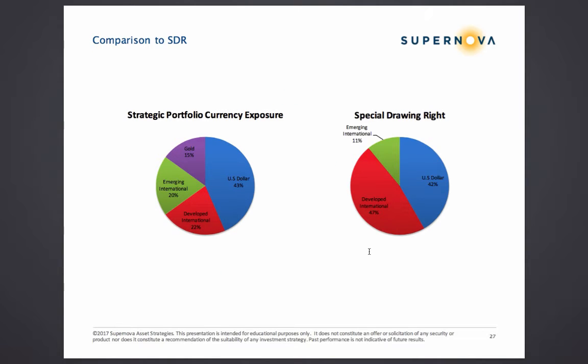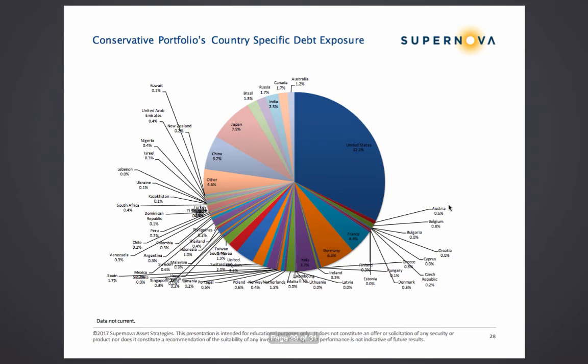As an aside, we compare this to the SDR. This is the IMF's special drawing right. Many people say this is the currency of the future. What's interesting is when you look at the US dollar exposure of our portfolio compared to the SDR, it is very similar. Rolling everything together, here's the debt exposure of our currency portfolio. Note this is not current and subject to change. Everything here is based on our mathematical process. We have exact reasons for wanting to own every single slice of this pie. We are not guessing.